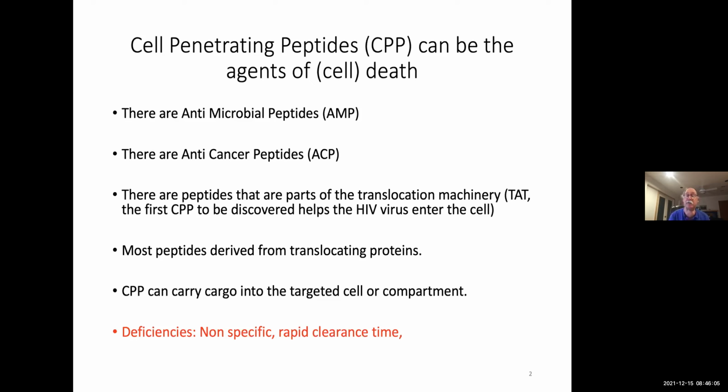The way that people find them or try to extract them from nature is by looking for proteins that serve as translocation machinery. There are many proteins that by design need to permeate, to pass through a particular membrane. The first peptide that was discovered of this type is TAT, which is part of the HIV virus, and is essentially the leading peptide that allows the virus to penetrate into the cell.